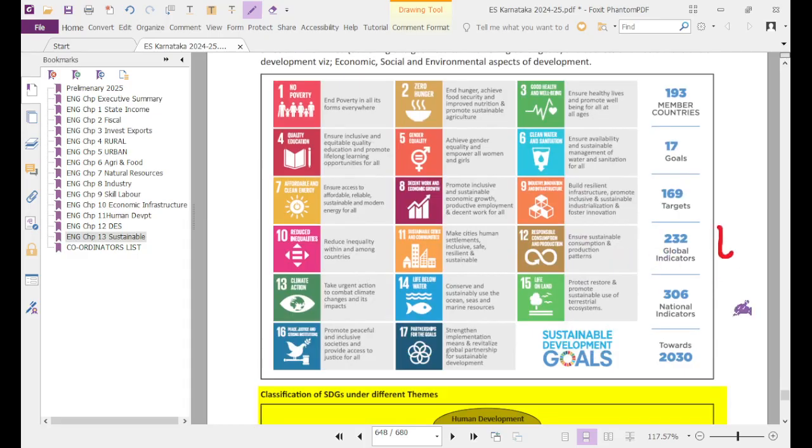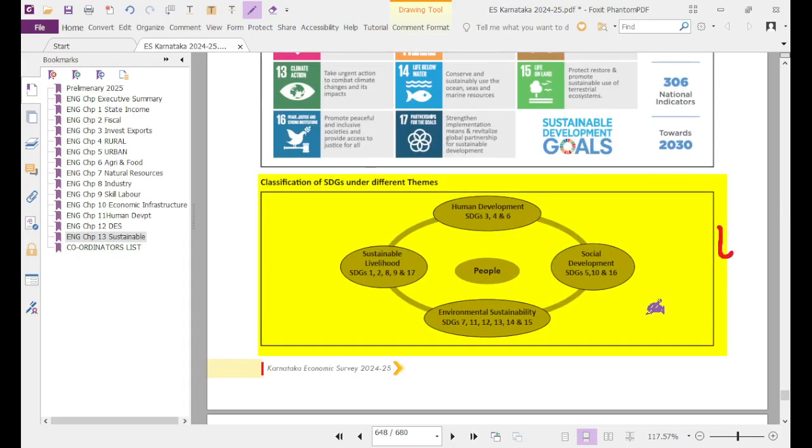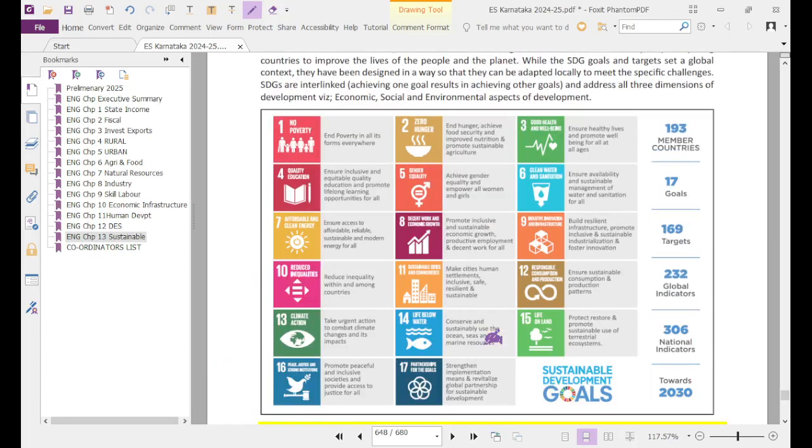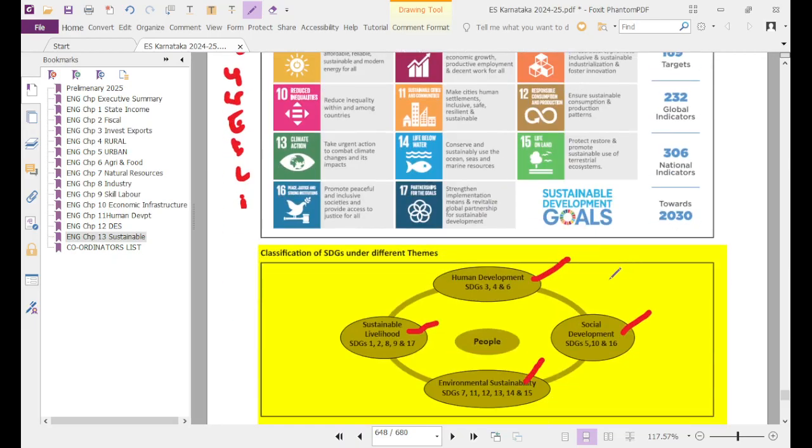So these are the 17 sustainable development goals that we call, and they can be clubbed into 4 major themes: human development, social development, environmental sustainability, sustainable livelihood. Better to remember and code the sustainable development goals also. We can remember like health, hunger, poverty, and third is hunger, with code words like FEG, WEDS. Like that you can remember some code words and remember all of them whenever possible. You can code them according to the SDGs Karnataka has done.